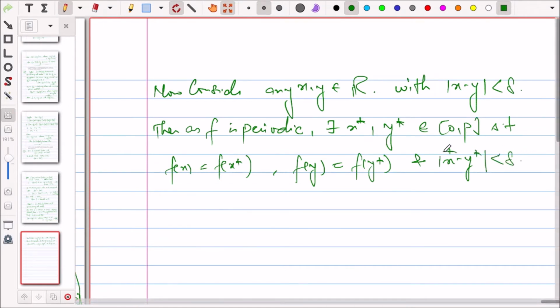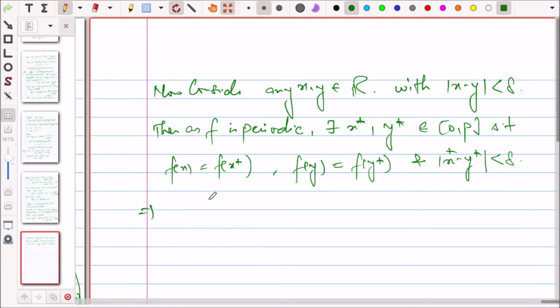Because f is periodic, it takes equal values at a particular period. So we will get 2 points x* and y* in the interval [0, p], because the period of f is p, such that f(x) is equal to f(x*), f(y) is equal to f(y*), and |x* minus y*| is less than delta.